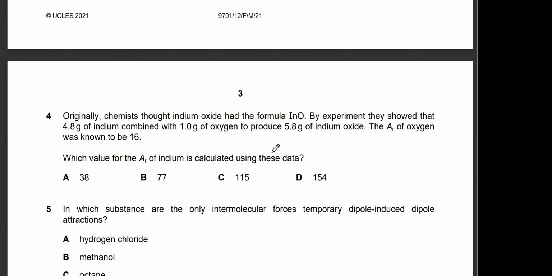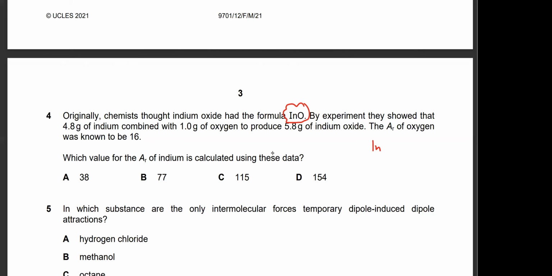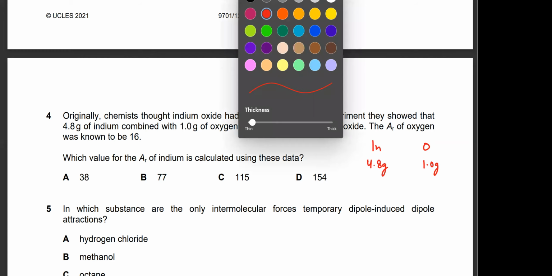Okay, the ratio is already known. What's the ratio? 1:1, right? It's got indium, it's got oxygen, right? And we know the final ratio, the empirical formula, is going to come out to be 1:1. So we have the masses even. We have 4.8 grams of this, and we have 1 gram of this. So how do you find the empirical formula?